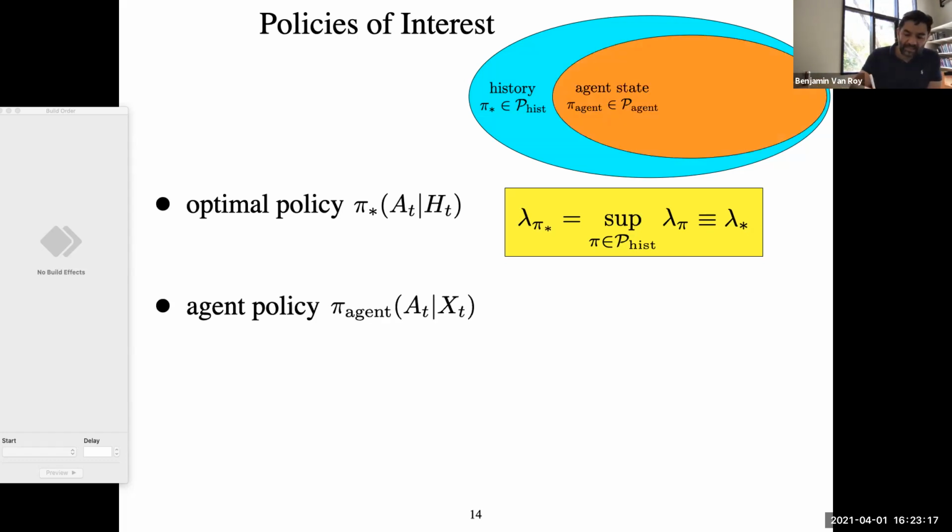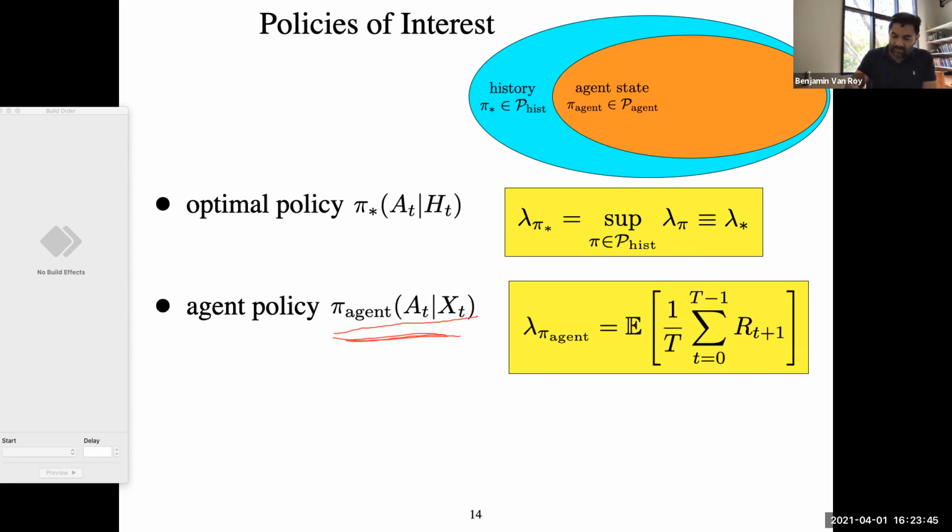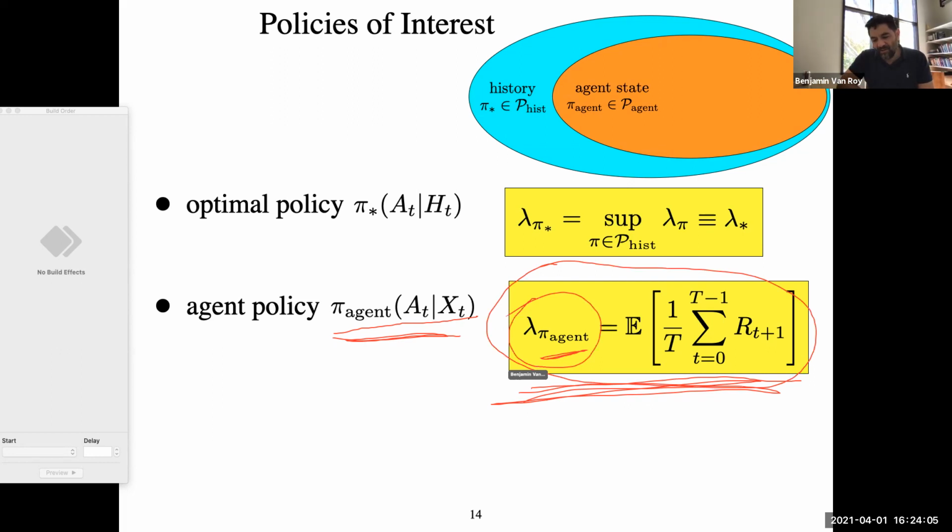Then there's the agent policy, pi agent. This is our algorithm. Our algorithm keeps track of an agent state, x_t, and produces an action, a_t. Pi agent is what assigns probabilities to actions given the way we're applying our agent. And that has some average reward. This is the average reward that our agent actually attains, for better or worse, given the way we've designed our agent. So we'd like to prove something about this. We'd like to say our agent is attaining a reward, lambda pi agent, that is good, probably not as good as lambda star, but hopefully not that bad compared to lambda star.